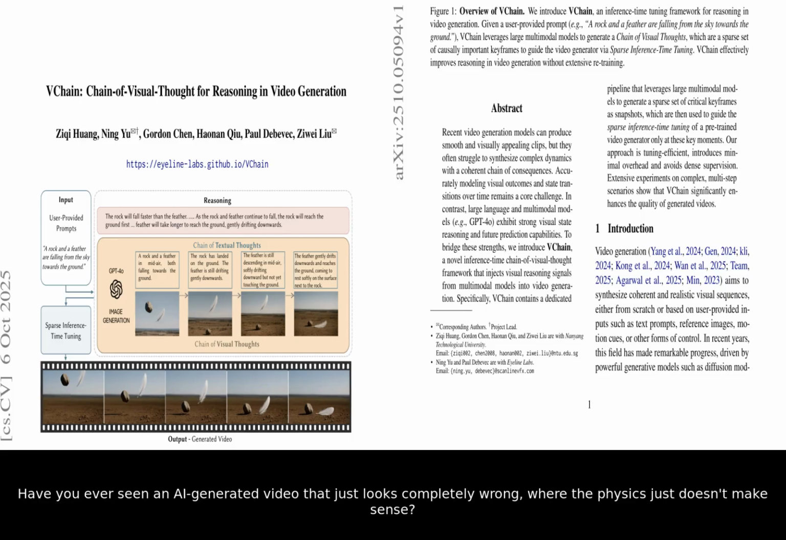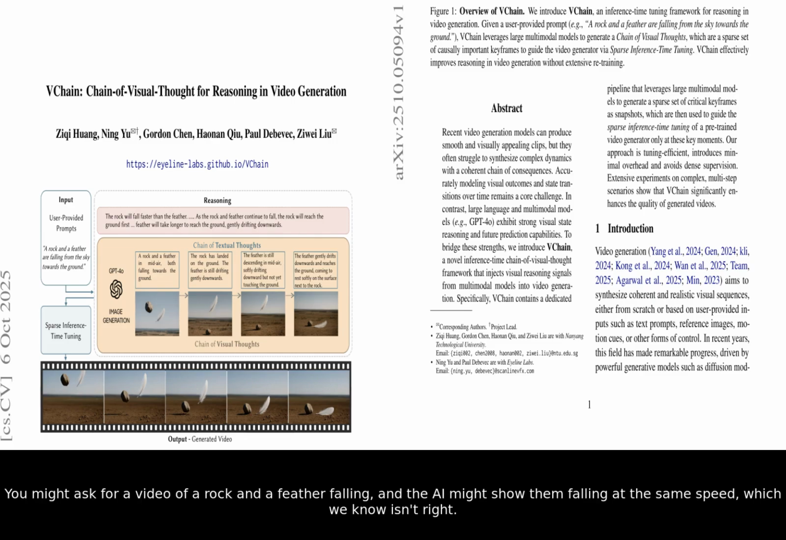Have you ever seen an AI-generated video that just looks completely wrong, where the physics just doesn't make sense? You might ask for a video of a rock and a feather falling, and the AI might show them falling at the same speed, which we know isn't right.